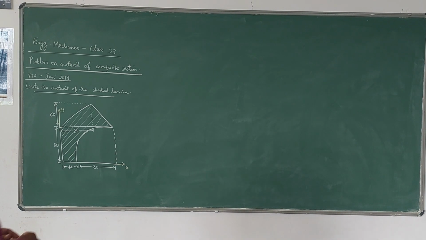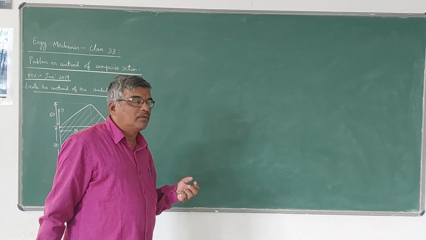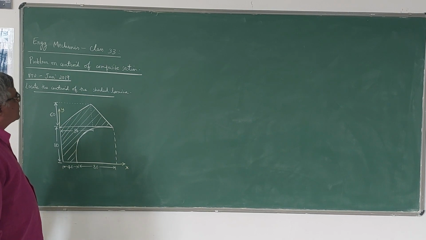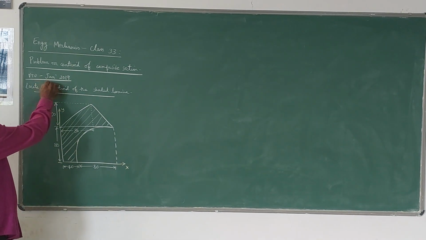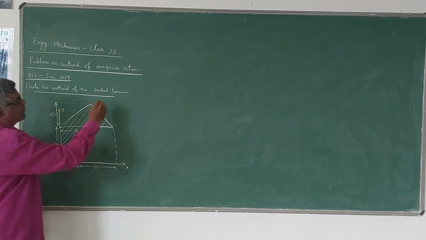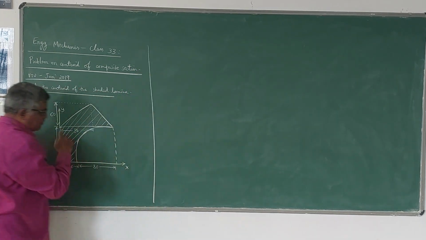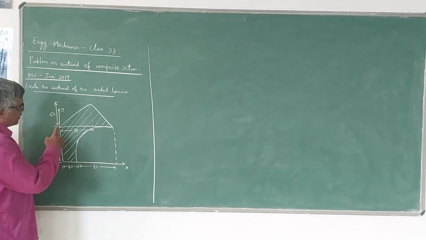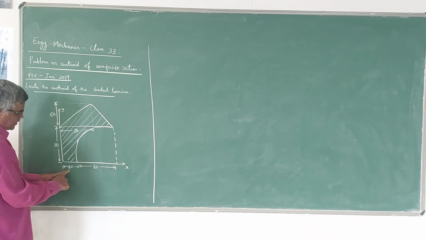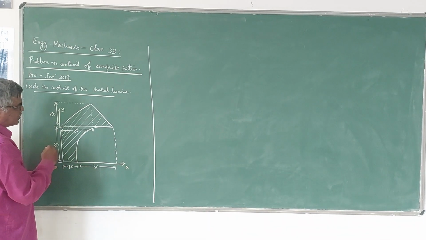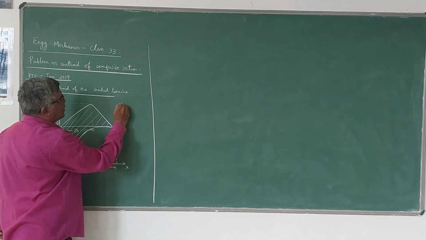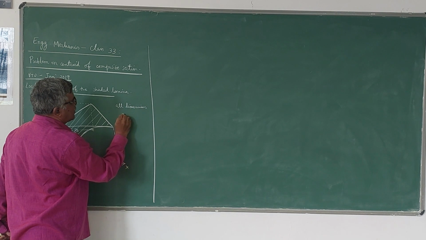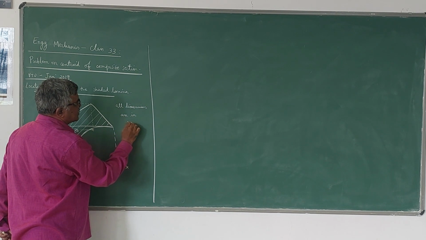So in this class, I will solve a problem on locating the centroid of a composite section. It is a VTU question paper problem, January 2019. So this is the problem given. Here this composite section consists of a rectangle of dimension 120 by 80 mm. All dimensions are in millimeters.